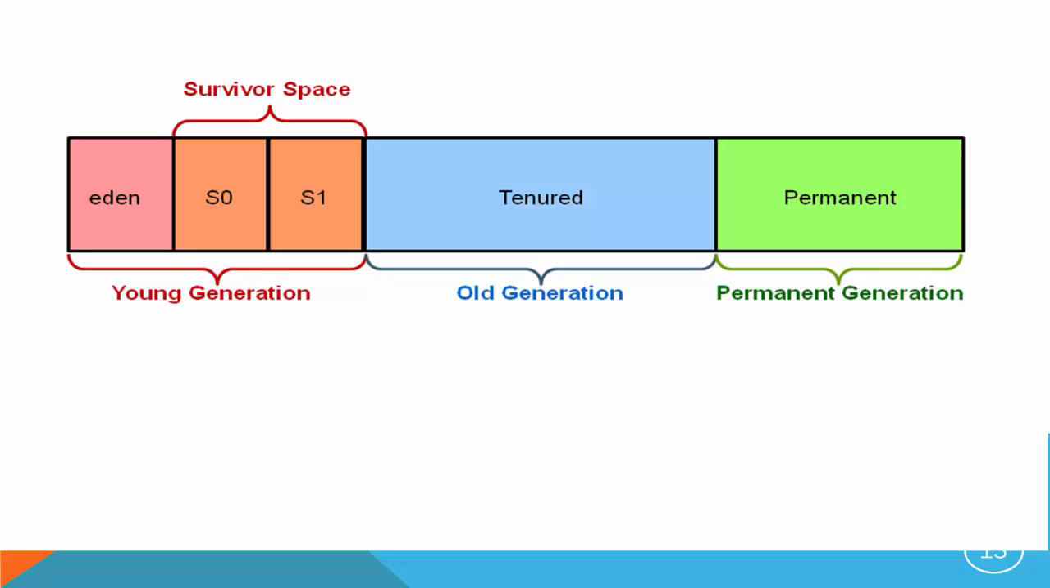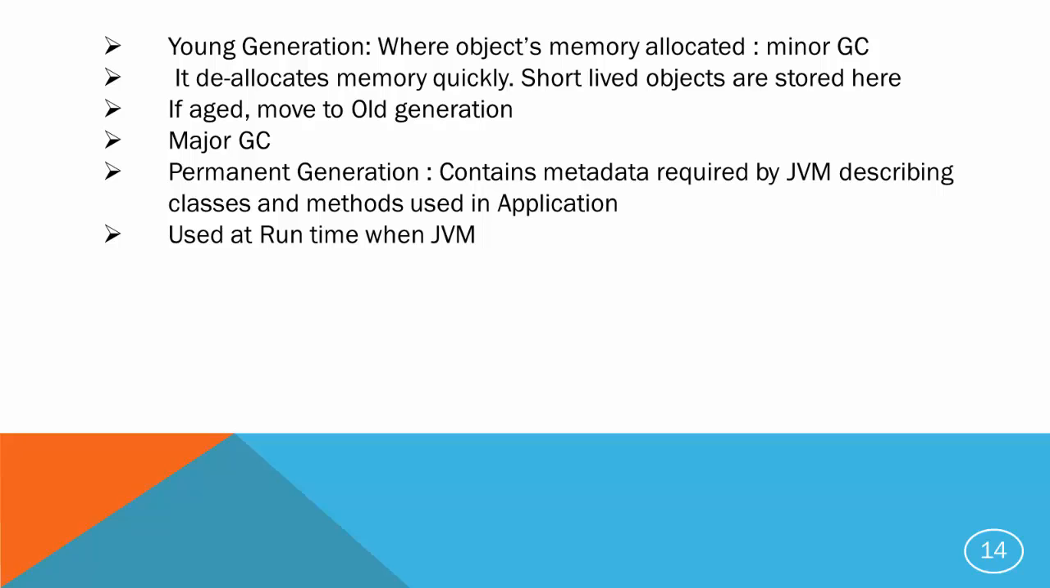So garbage collection will happen at two places, depending on the life of the object. In the young generation, where object memory is allocated, it is called minor garbage collection. It deallocates memory quickly, because short lived objects are stored here and it is easy to deallocate them quickly. If the reference to your object is for a longer duration, it will move to the old generation, and that is where major garbage collection happens.